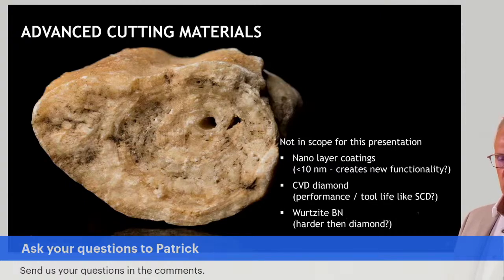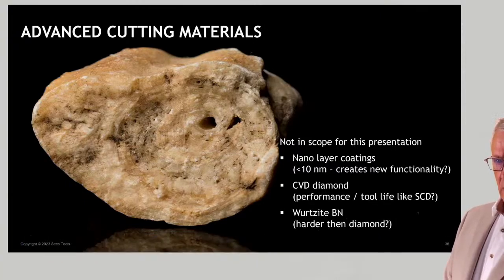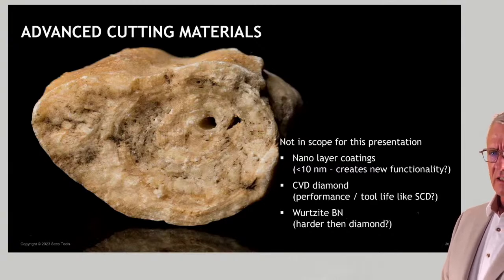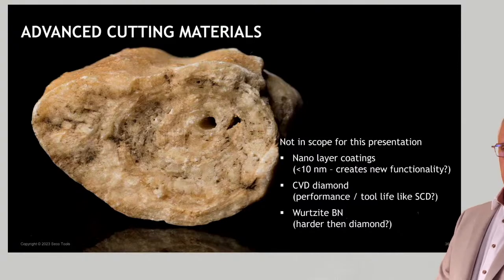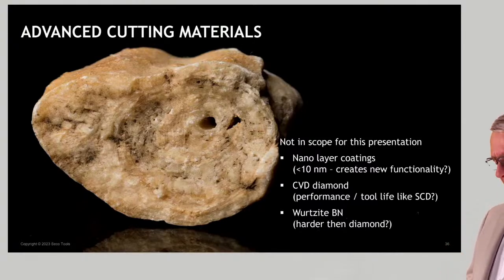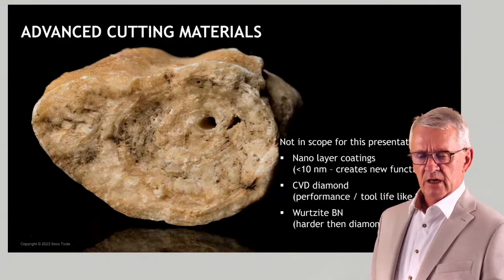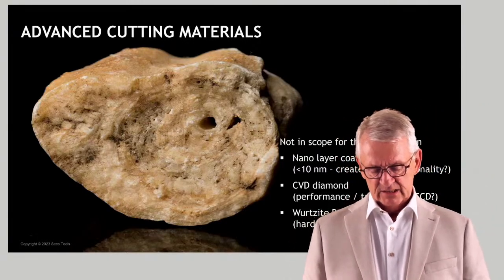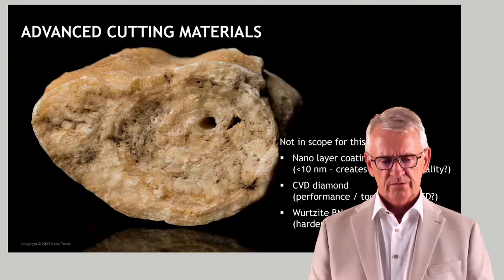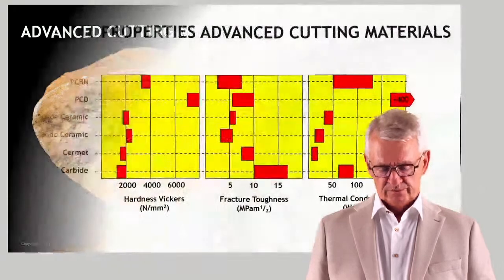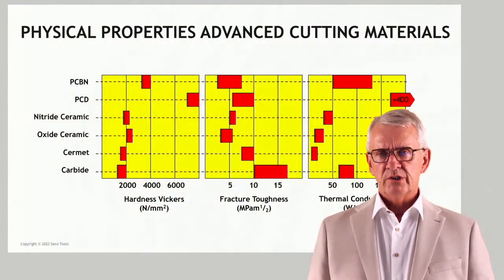We are not going to talk about CVD diamond, because I would say it's still under investigation, really, to fully understand the possibilities of that, like it is with nanolayer coatings. And we are also not going to talk about wurtzite boron nitride, which again is a very specific material. I would say it's still in a laboratory environment and not fully available for normal production.